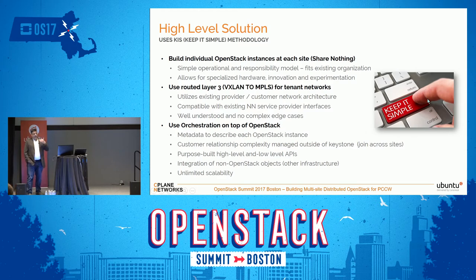And then in order to provision all of these services, basically orchestrate OpenStack from the top, right? Metadata describes each OpenStack instance, what technology they have, what hardware they have. The customer relationship complexity is abstracted above OpenStack, and the knowledge of where a customer is abstracted above OpenStack, so we can have this distributed tenancy across. The APIs then to provision OpenStack are very similar to OpenStack APIs, but they're purpose-built for a customer and this distributed tenancy model. Let's see, unlimited scalability.